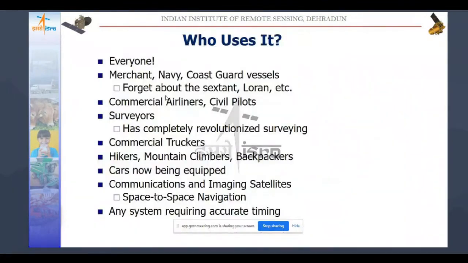Who uses it? Everyone: merchant, navy, coast guard vessels. Forget about the sextant, LORAN. These were the technologies used earlier, before GPS, for navigation purposes. Commercial airlines, civil pilots, surveyors, commercial truckers, hikers, mountain climbers, cars, by which I mean vehicles. Communication and imaging satellites also now have GPS, and we are using it for space-to-space navigation. Any system which requires accurate timing, we use GPS in all these places.